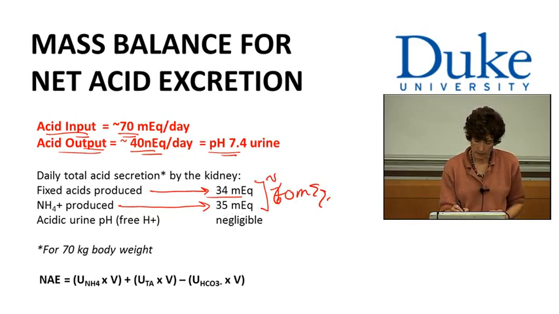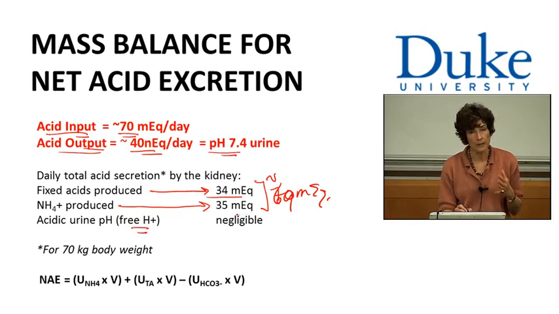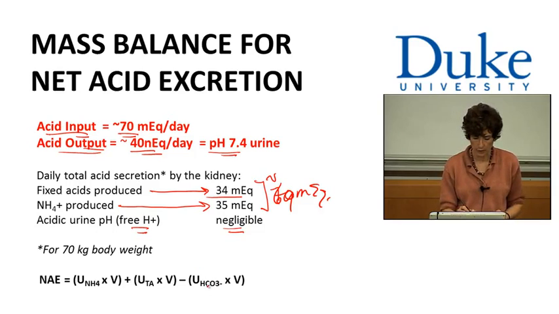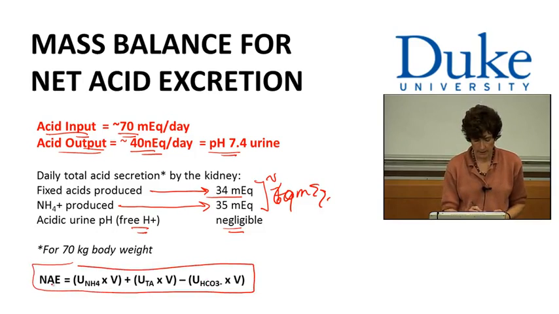So 69 milliequivalents per day. And so the free protons within the urine are almost negligible, so the pH of the urine is close to neutral. And for those of you who want to calculate this, the calculation is here at the bottom, which is the net acid excretion. It's the concentration of the ammonium ion within the urine and the volume of the urine.